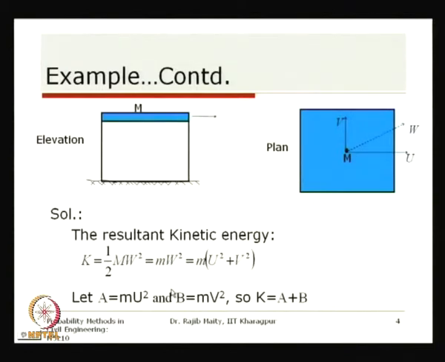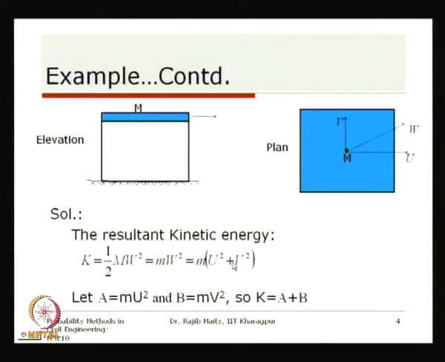As we just explained in the problem, this is the mass that is concentrated at the first floor level, and if we see it from the top, this is the component of velocity u, and this is the component of velocity v, and their resultant is w, which is the square root of u square plus v square. Now, the kinetic energy can be denoted as k, and finally written as m times u square plus v square.